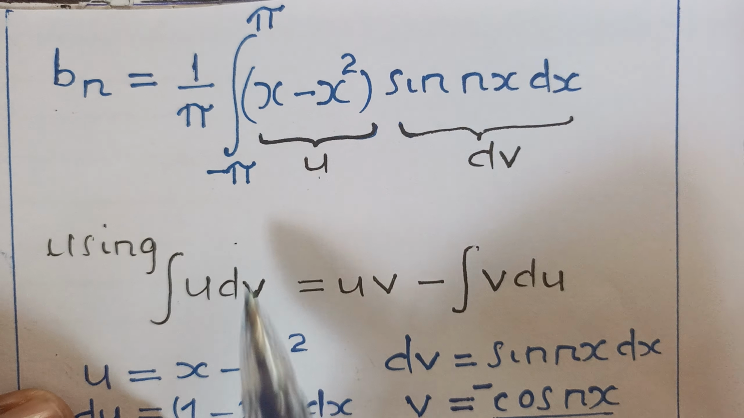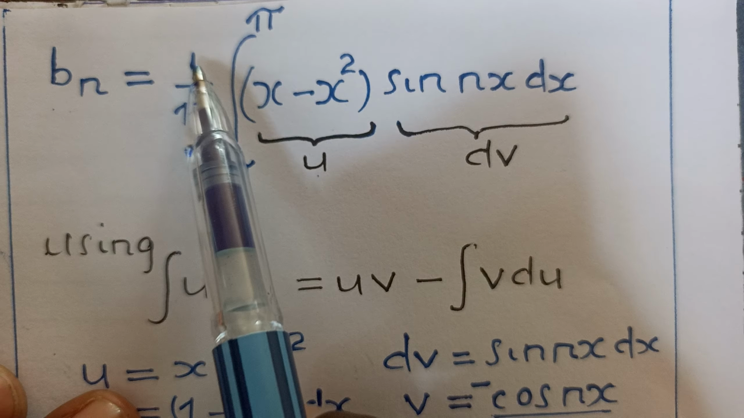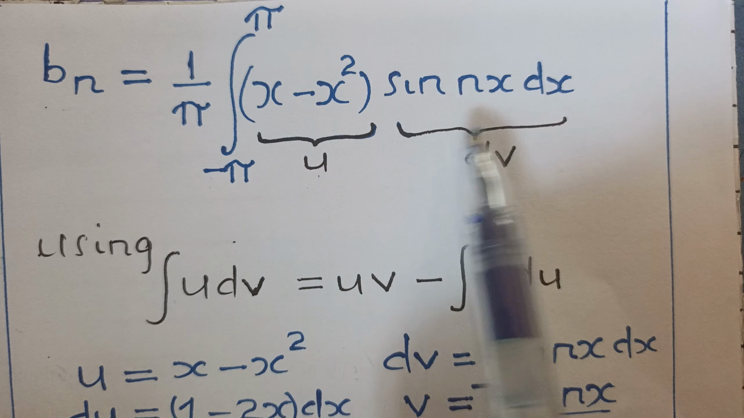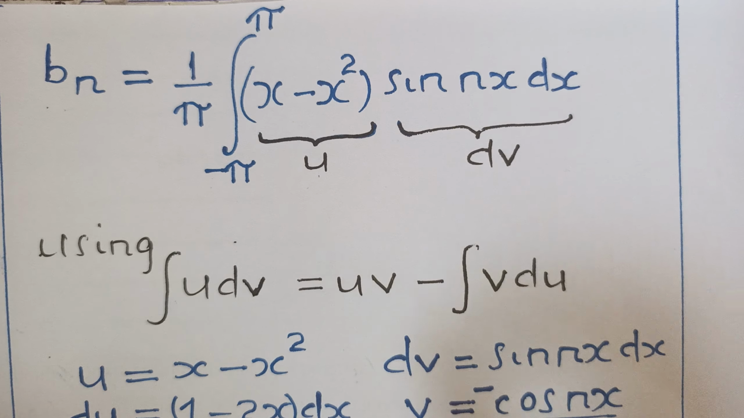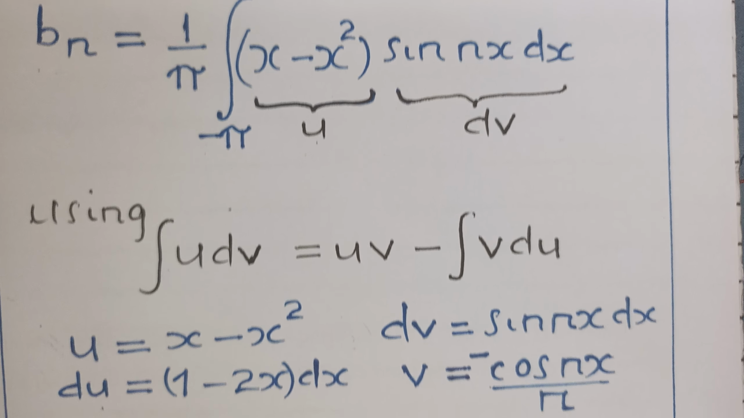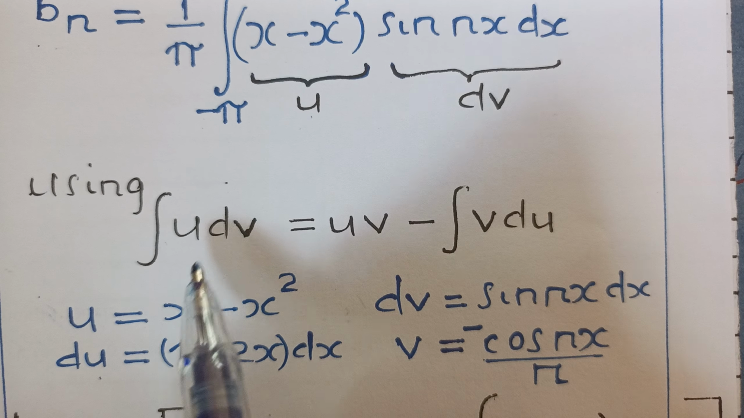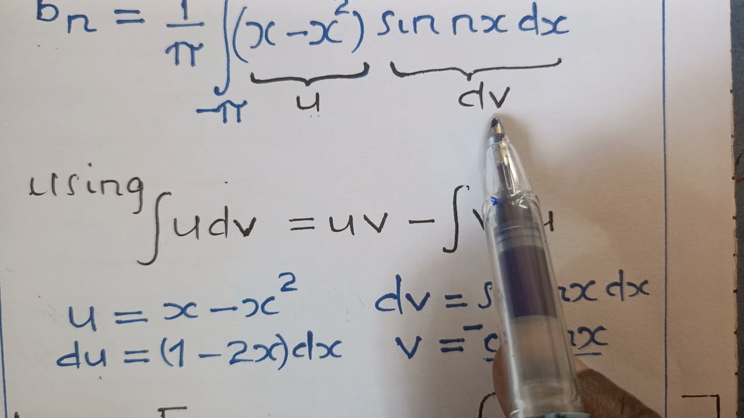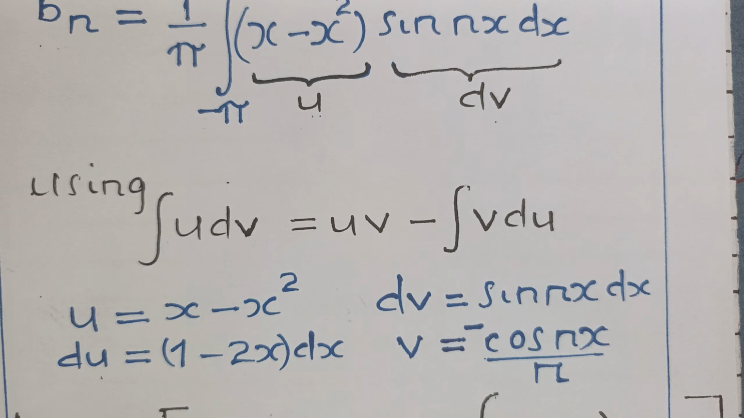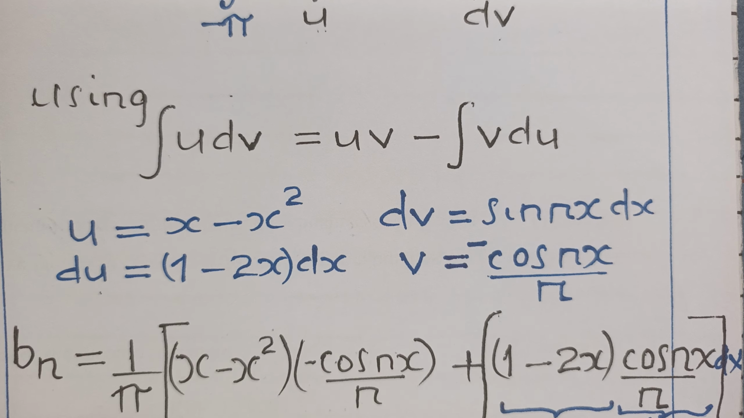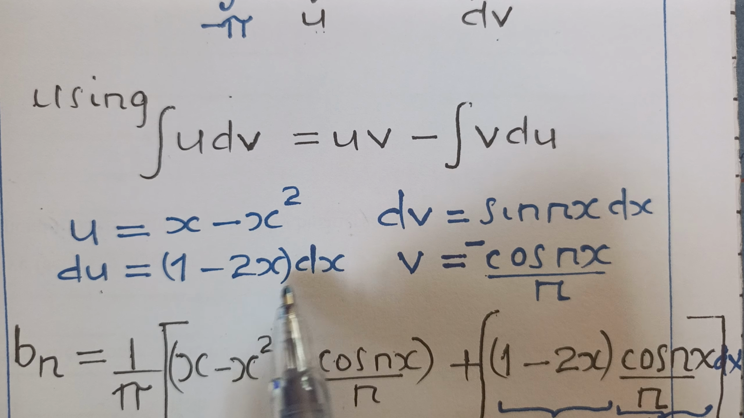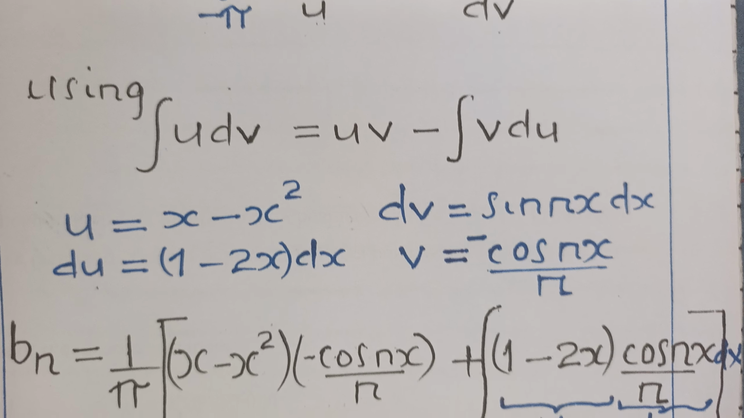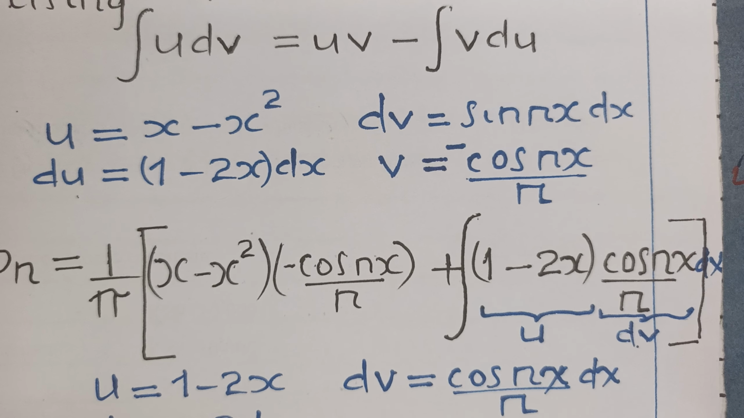Now I show you the Bn. For the Bn, this is the equation we have: 1 over pi, integral from negative pi to pi, of (x - x²) sin nx dx. Guys, we integrate that by use of integration by parts. We call this one u, and this we call dv. According to the equation here, we differentiate u and we get (1 - 2x) dx. You integrate dv, and this is what you get.